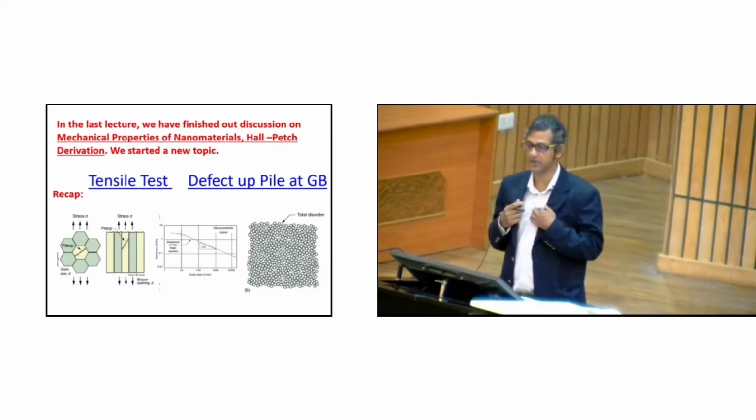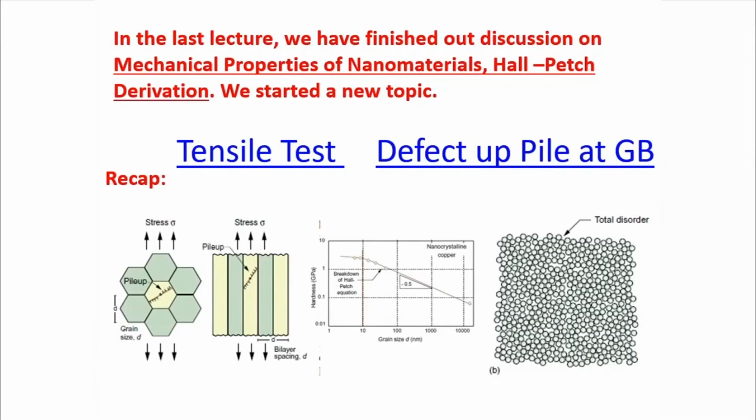We finished the lecture on mechanical properties of nanomaterials, and most importantly, we talked about the Hall-Petch equation, the breakdown of the Hall-Petch equation, and other aspects related to it. Following that, we started a new topic on thermal properties of nanomaterials. To provide you a recap, Hall-Petch basically originates from grain boundary strengthening.